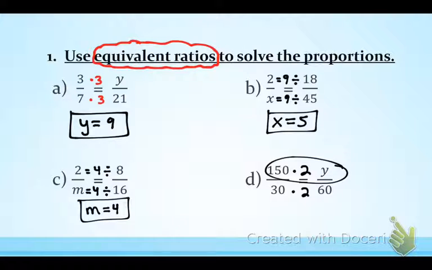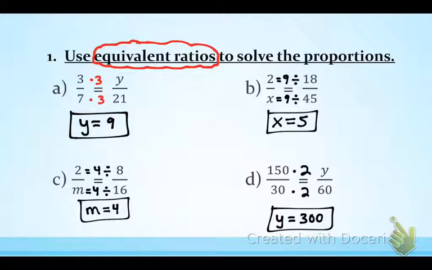Now we figure this out. What's 150 times 2? 300. So your answer is y equals 300. I want you guys to check it out for me real quick. Go ahead and put my first fraction into your calculator. 150 divided by 30. What do you get? 5.